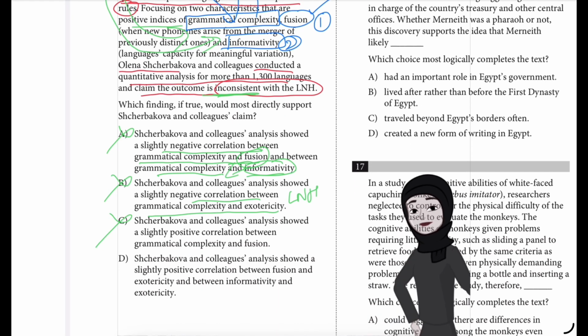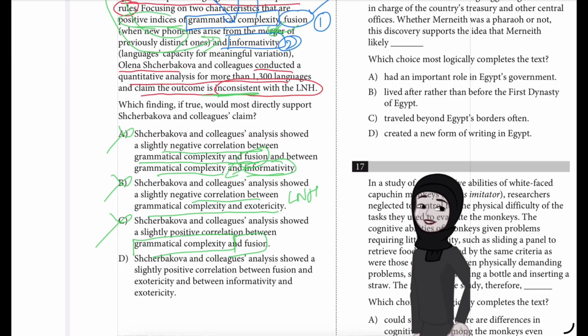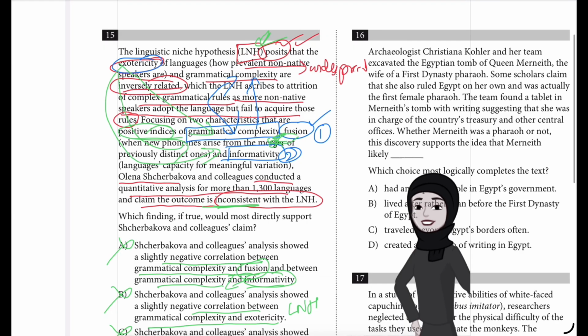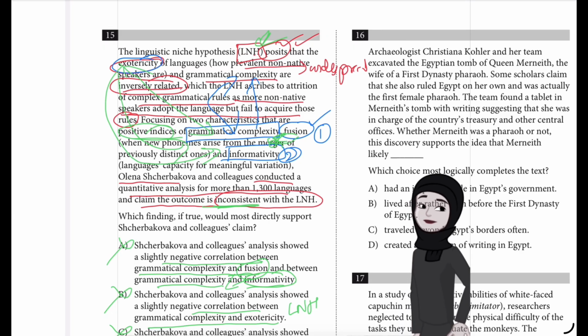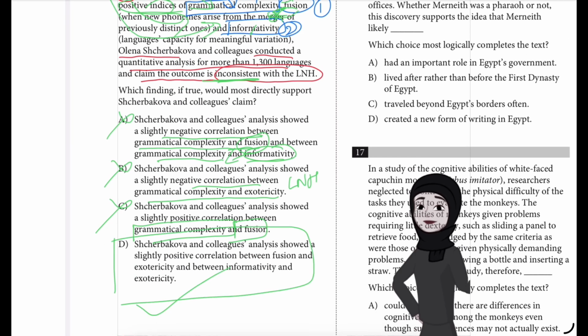C says Shcherbakova and colleagues' analysis showed a slightly positive correlation between grammatical complexity and fusion. But as I said, fusion is a part of that grammatical complexity itself. It's one of the positive indices of grammatical complexity itself. So whatever we show, we have to show between exotericity and grammatical complexity, and or its two parts. So that's why choice D is the best answer.